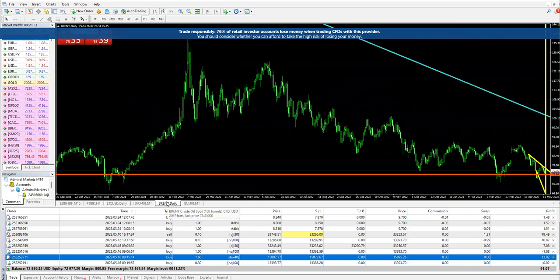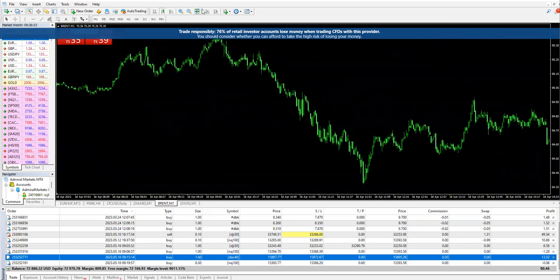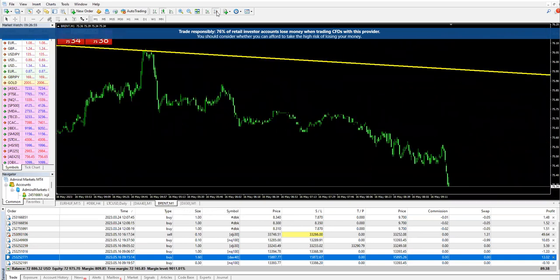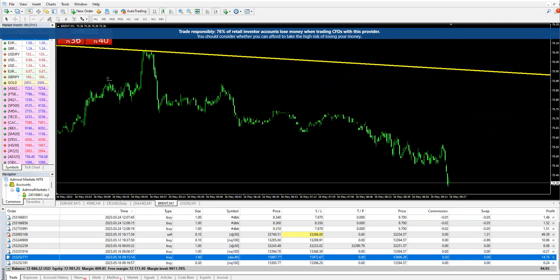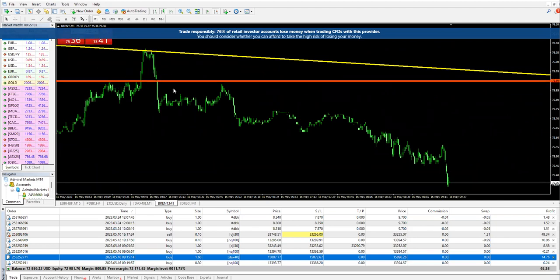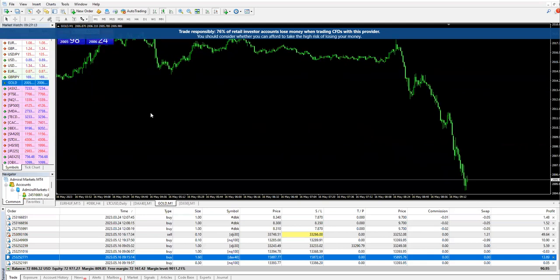Let's check what happened with Brent M1 chart. Still going down, it's nice. The best entry setup today was a false breakout for going short, or this head and shoulders pattern for going short. And maybe it's time to close all or partially close. Let's go back to gold.